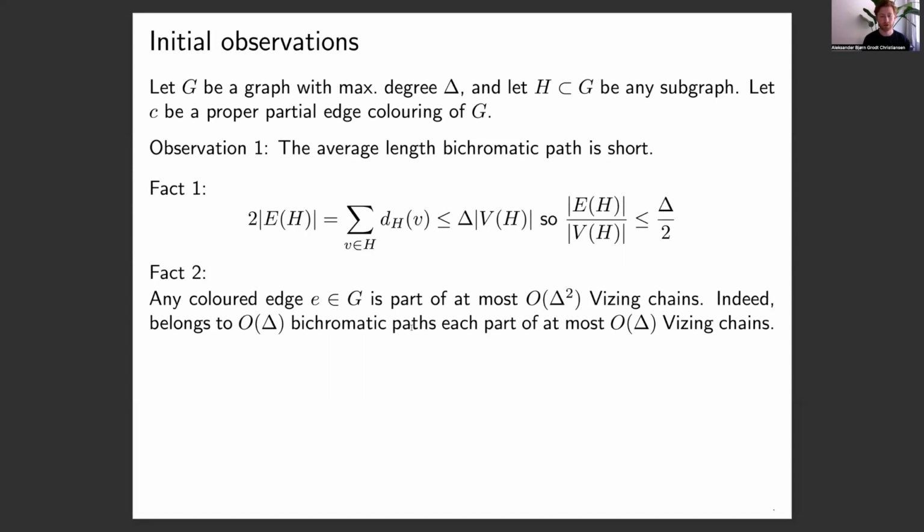Another important thing is that any colored edge can participate in at most O(delta squared) Vizing chains, because it sits in not too many bichromatic paths, and each bichromatic path can be part of not too many Vizing chains.